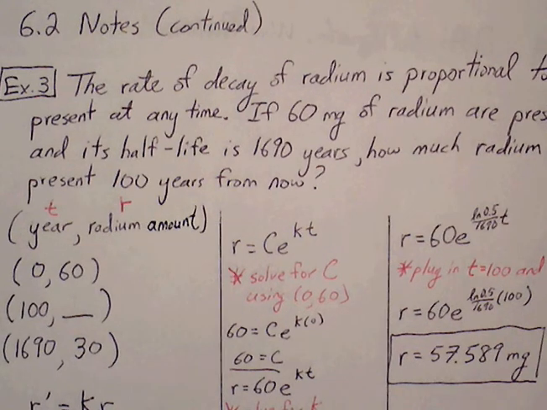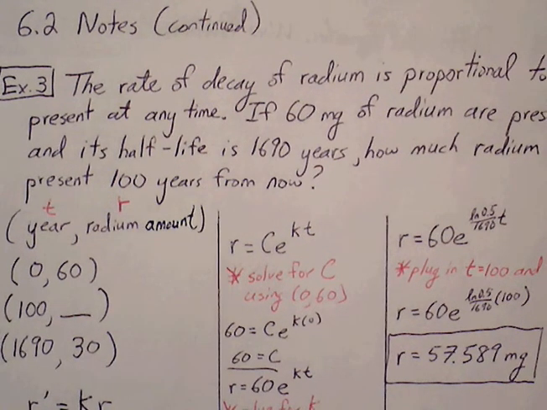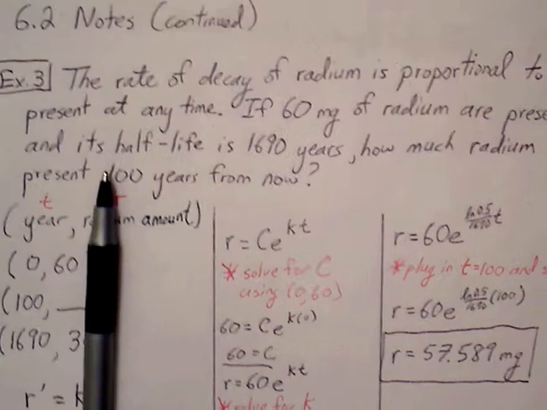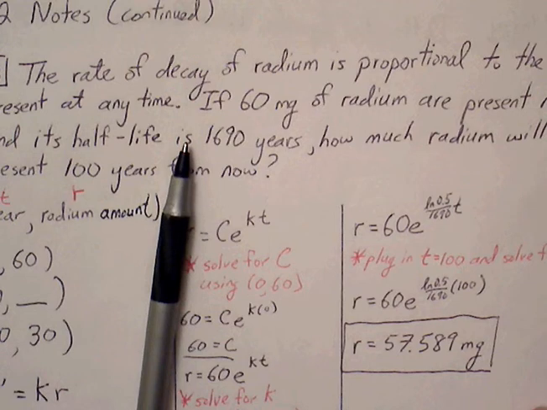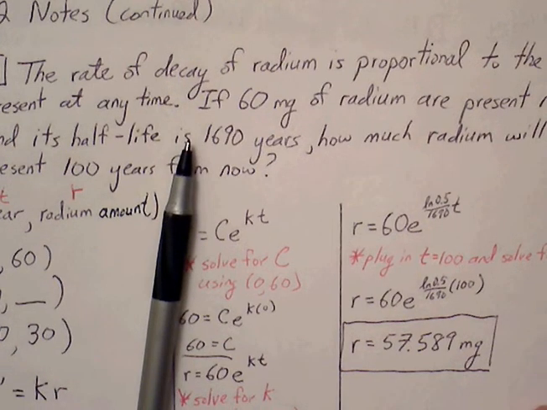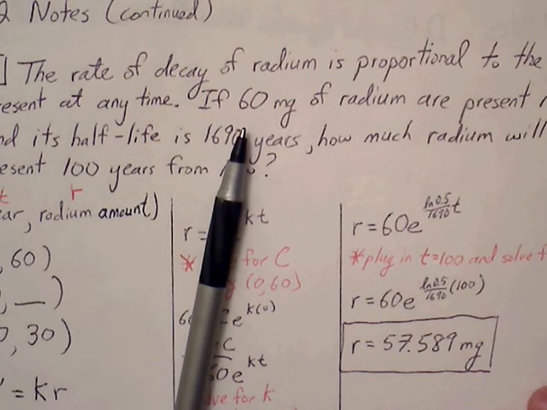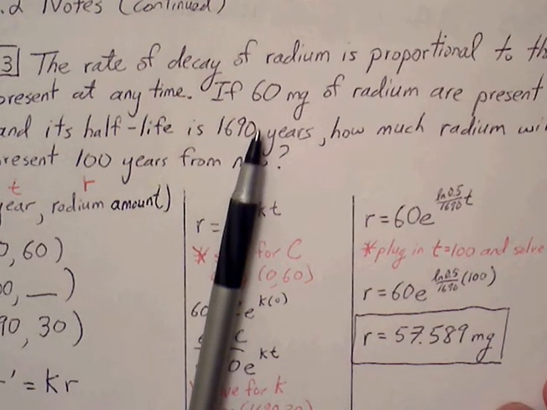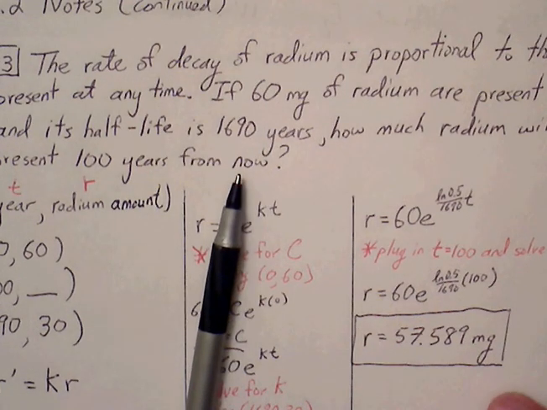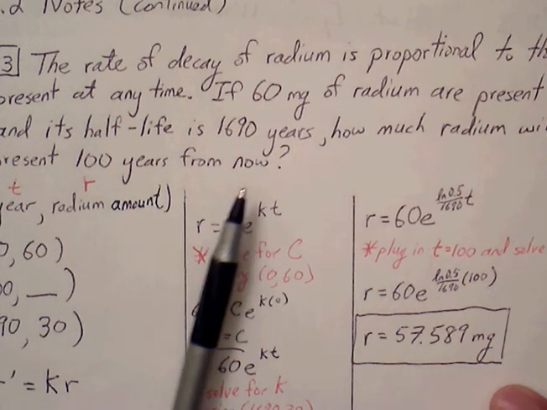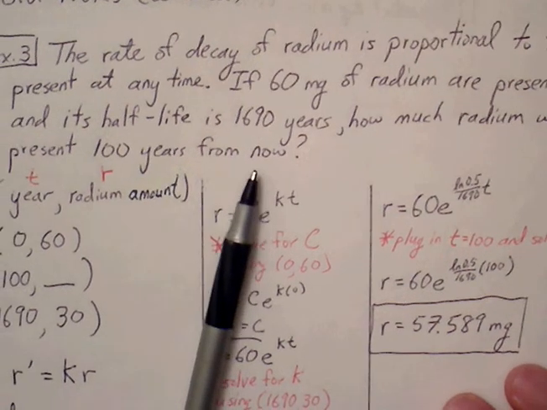Okay, this is continuing with chapter 6.2 notes on differential equation word problems. So let's look at example 3. It says the rate of decay of radium is proportional to the amount present at any time. If 60 milligrams of radium are present now and its half-life is 1,690 years, how much radium will be present 100 years from now? So I'm going to set up these ordered pairs.